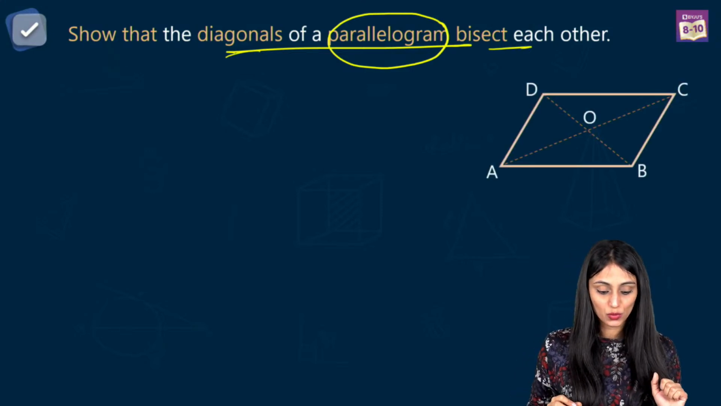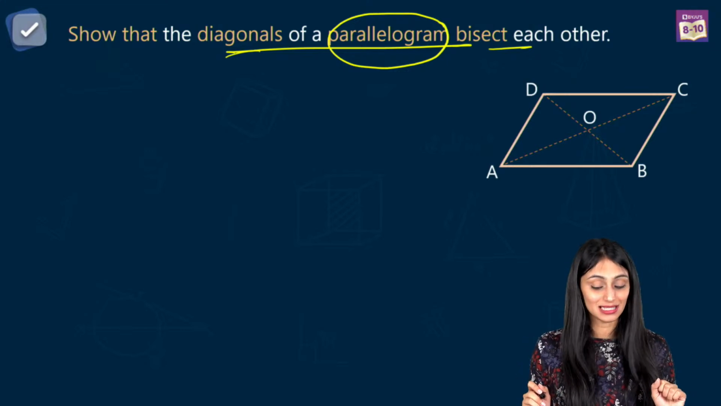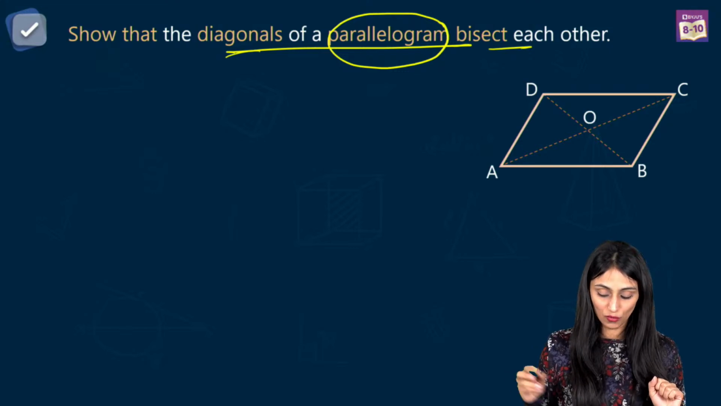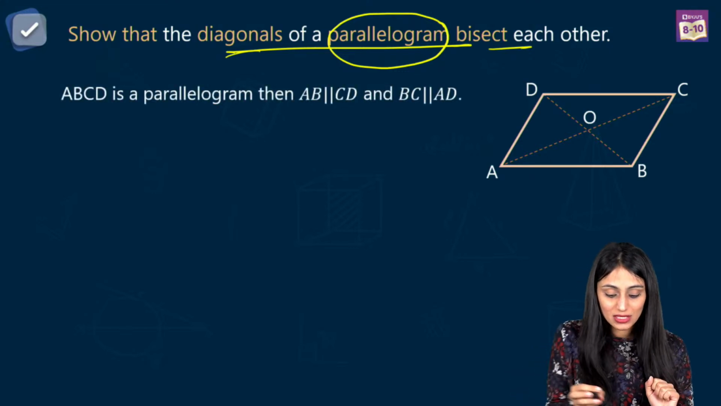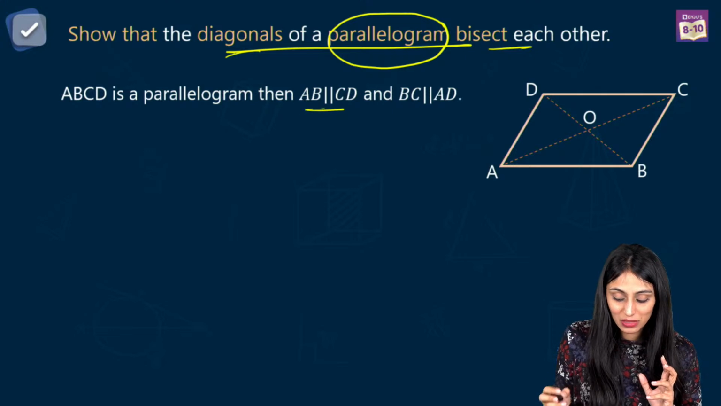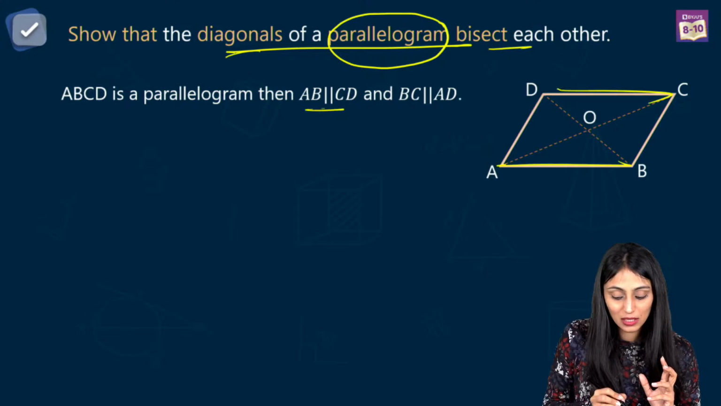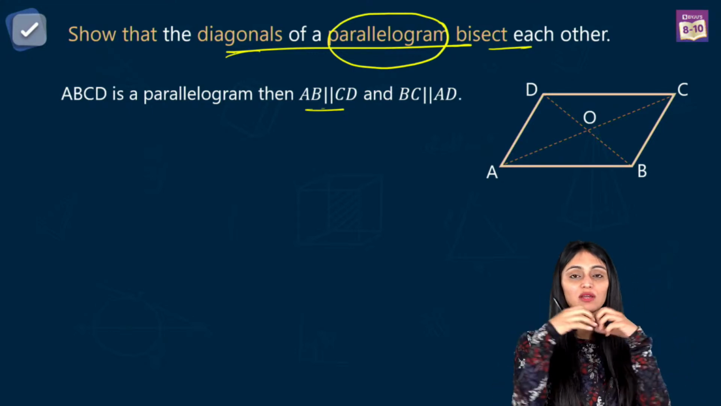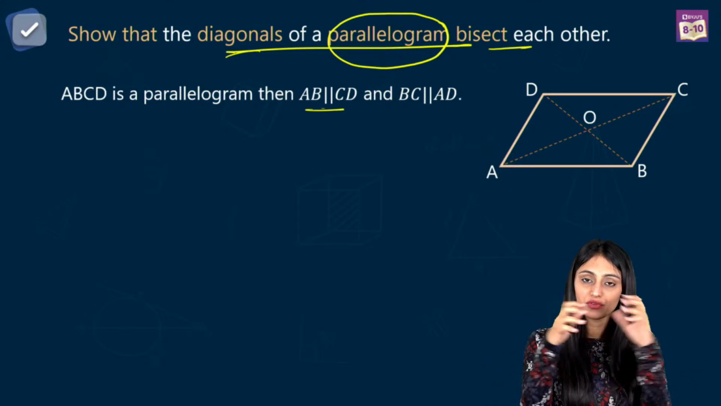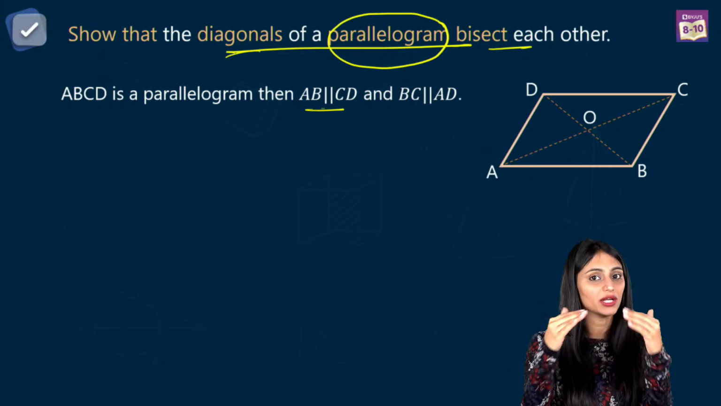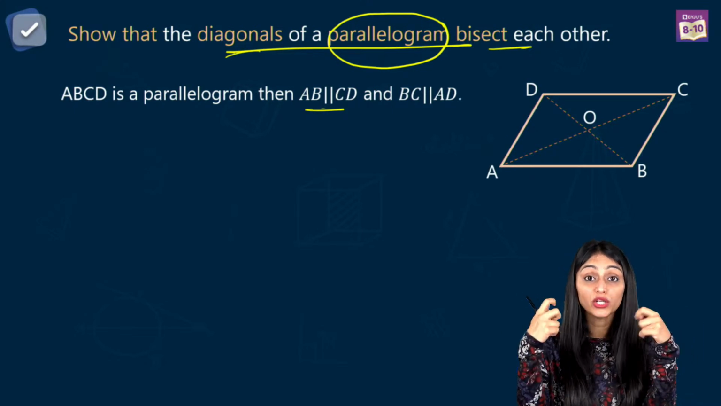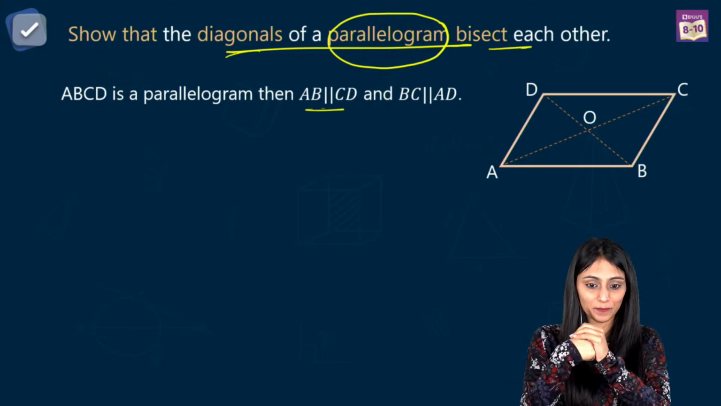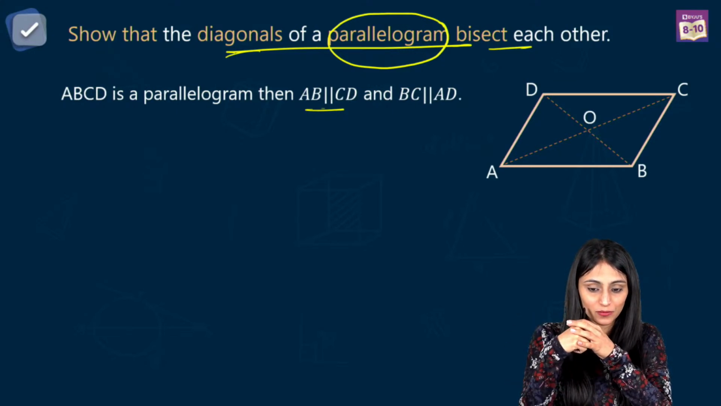Alright, so we have a parallelogram here, ABCD, and AC and BD are the two diagonals. They are intersecting at this point over here. This is a parallelogram. That means AB is parallel to CD, and BC and AD are also parallel. This is the given information. So whenever you read such questions, always first draw the figure, write down the information that you get from the question. Then write down what you need to prove, and then what all things you require to prove that.